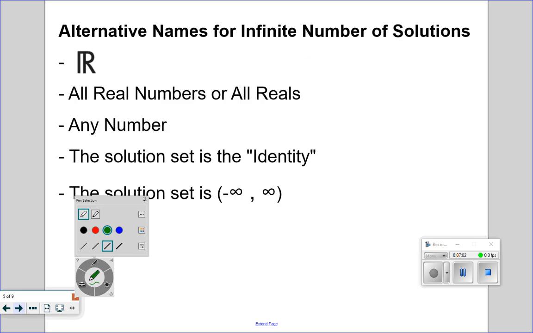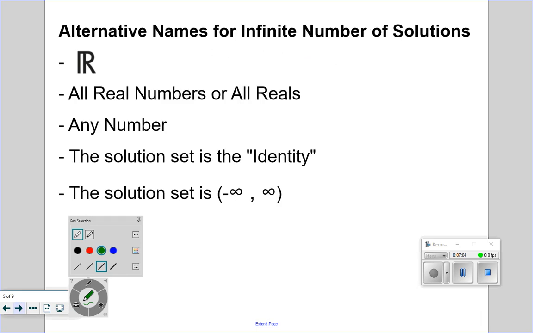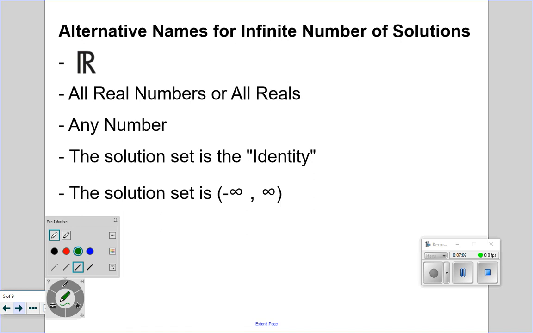So again, here are some alternate words that mean the same thing as any number. An alternate name for infinite number of solutions is the symbol right here for all reals. It's like an R, like a double R. Sometimes, because it's hard to find that keyboard shortcut, if you're on the computer, it'll just show a normal R, and that means the same thing.